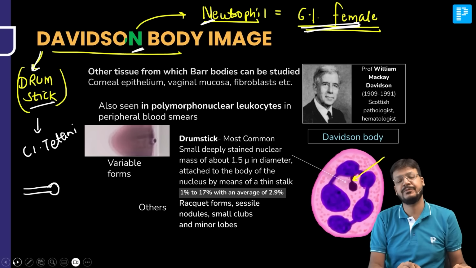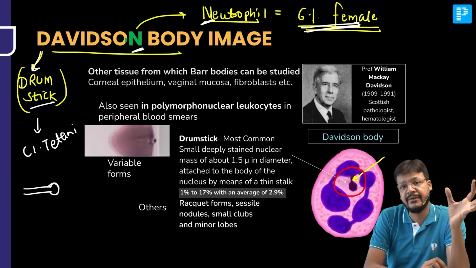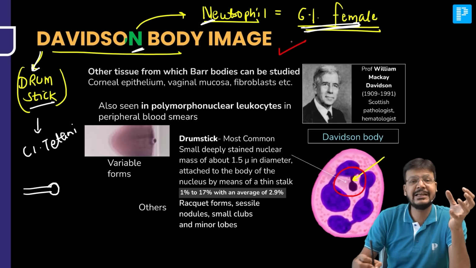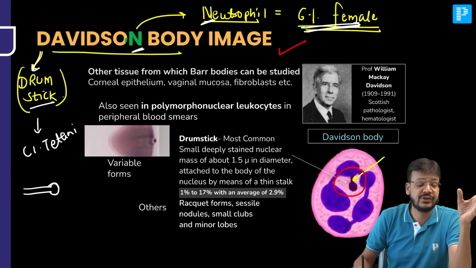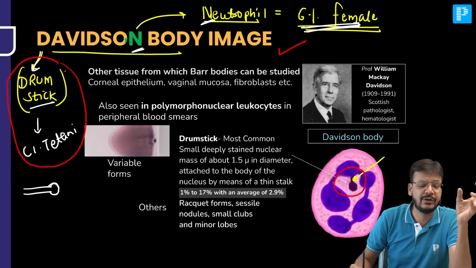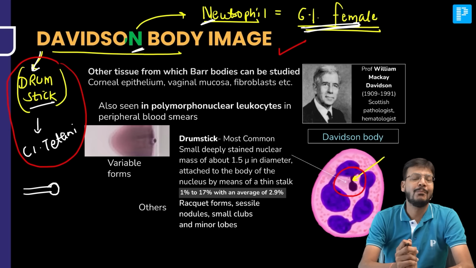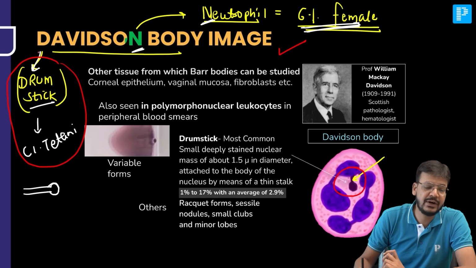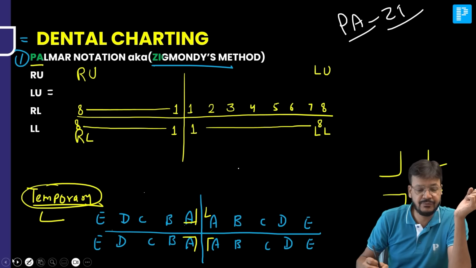Cantharidin poisoning and priapism. Doctor sir, this is a very important image of a body which is a Davidson body, present in 6% of females in neutrophils. And this is drumstick shaped. I'm putting one question of microbiology. The drumstick bacteria is Clostridium tetani and the drumstick body is Davidson. So you can remember D for Davidson, D for drumstick, N for it is present in neutrophil. That is present in female.